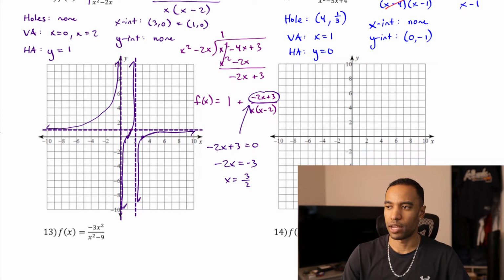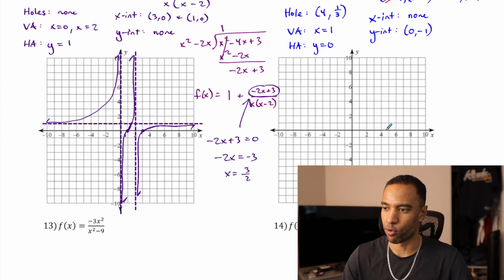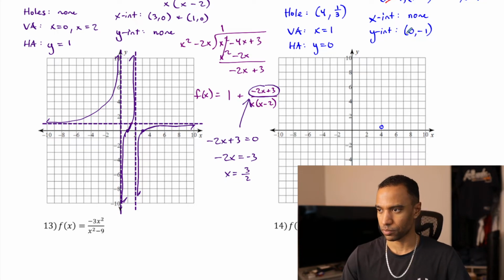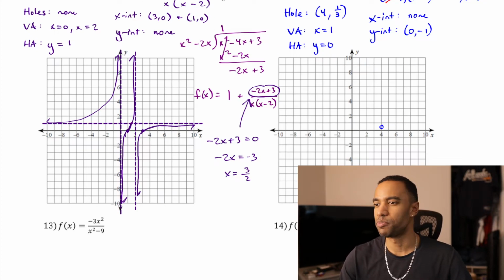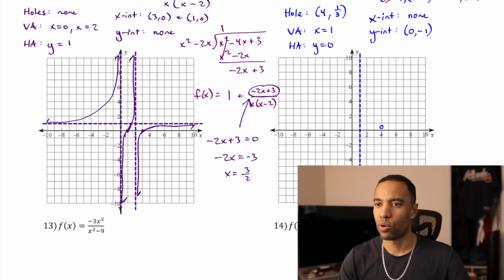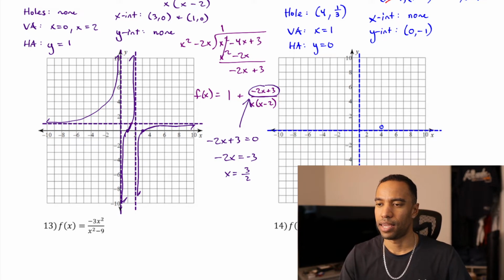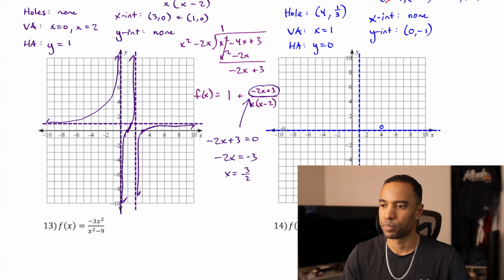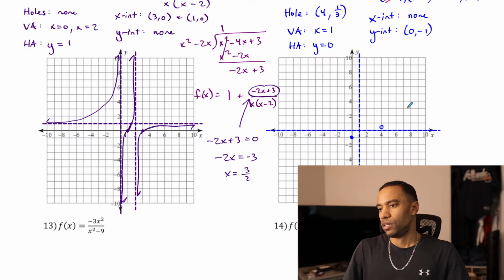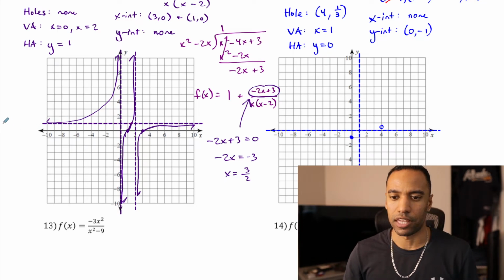So let's go ahead and plot some features that we have there. We have a hole at 4, comma, +1/3. I believe it was a +1/3. A vertical asymptote at x equals 1. A horizontal asymptote at the x-axis, y equals 0. No x-intercepts and a y-intercept at 0, -1. Okay. You have everything on the graph that you can get out of it, that you want out of it.